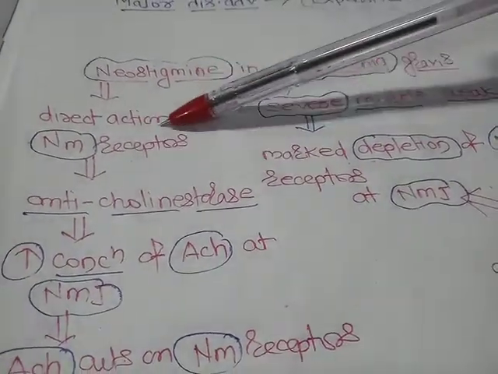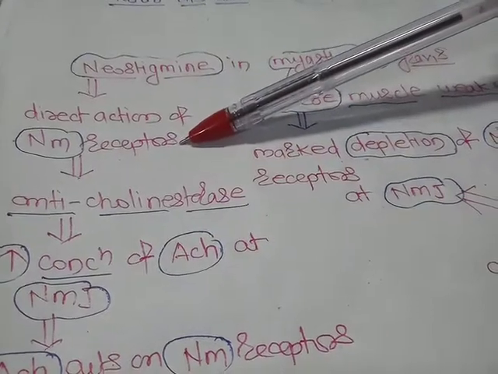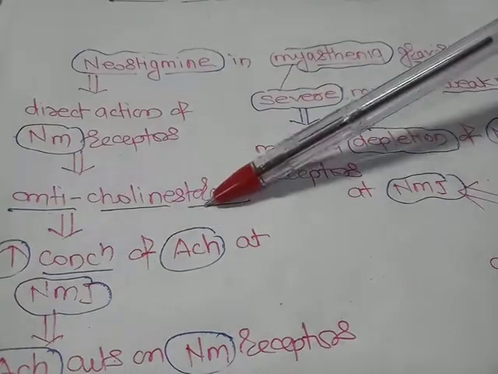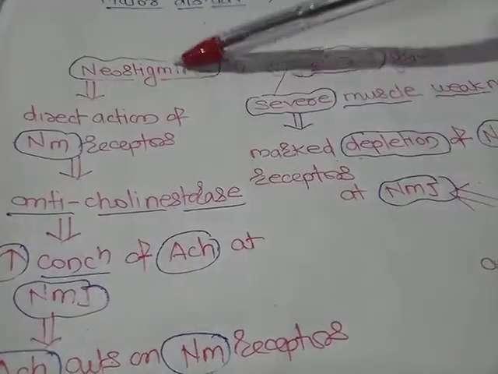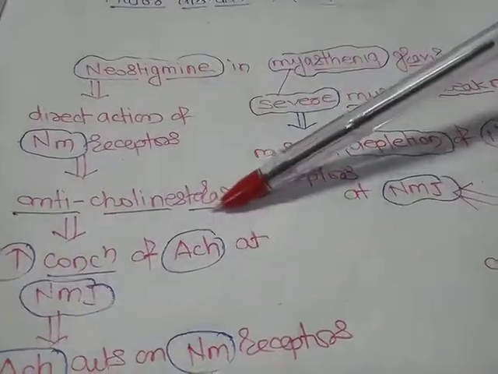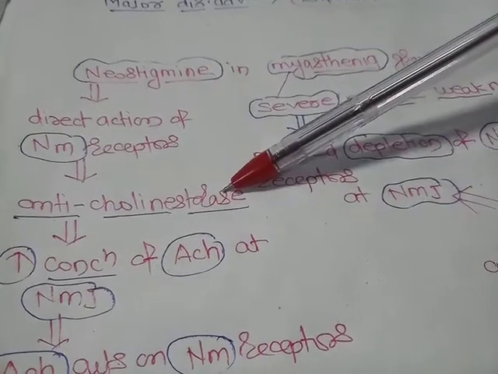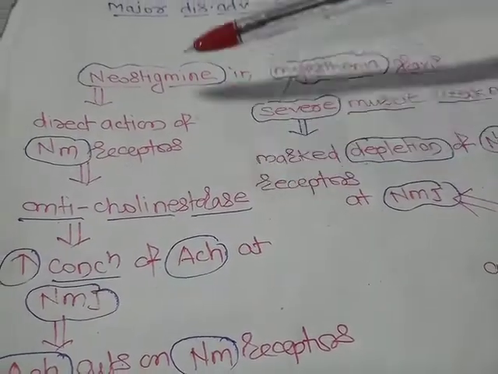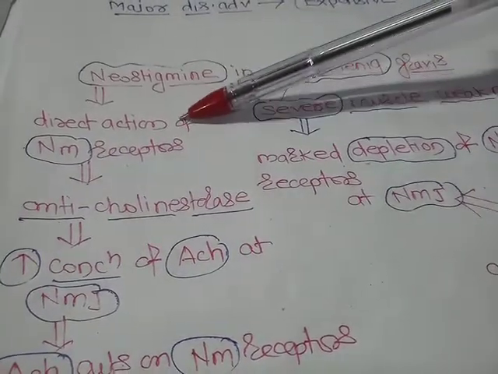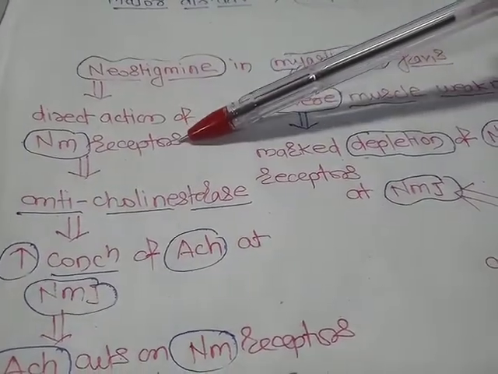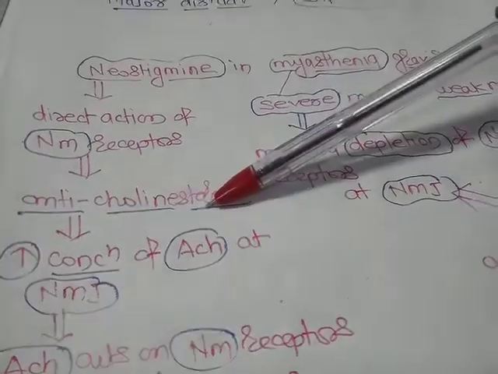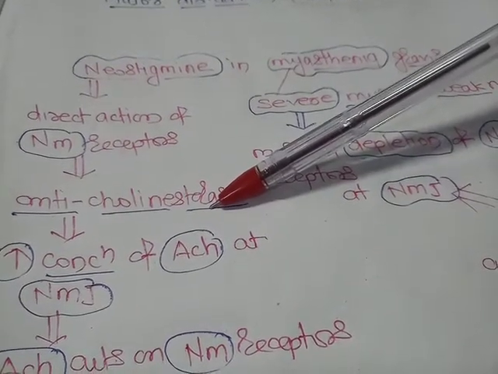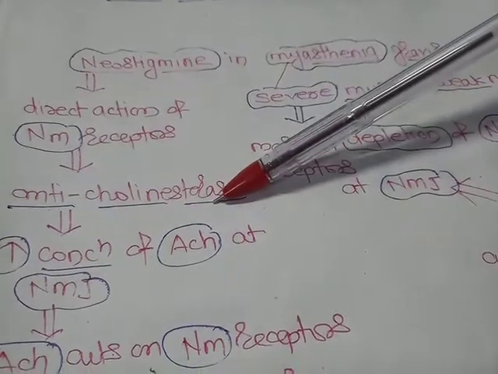Neostigmine has a direct action on NM receptors. This neostigmine is an anticholinesterase, which means it inhibits the acetylcholinesterase enzyme, which metabolizes the acetylcholine.